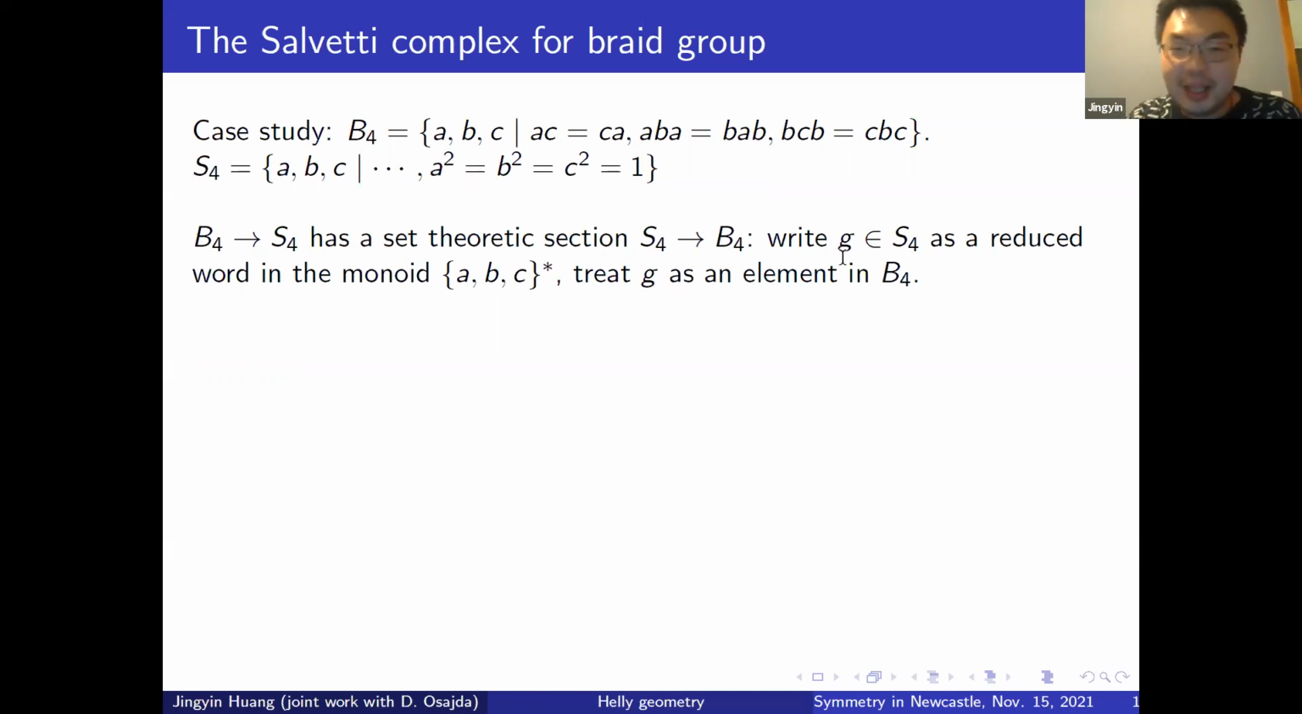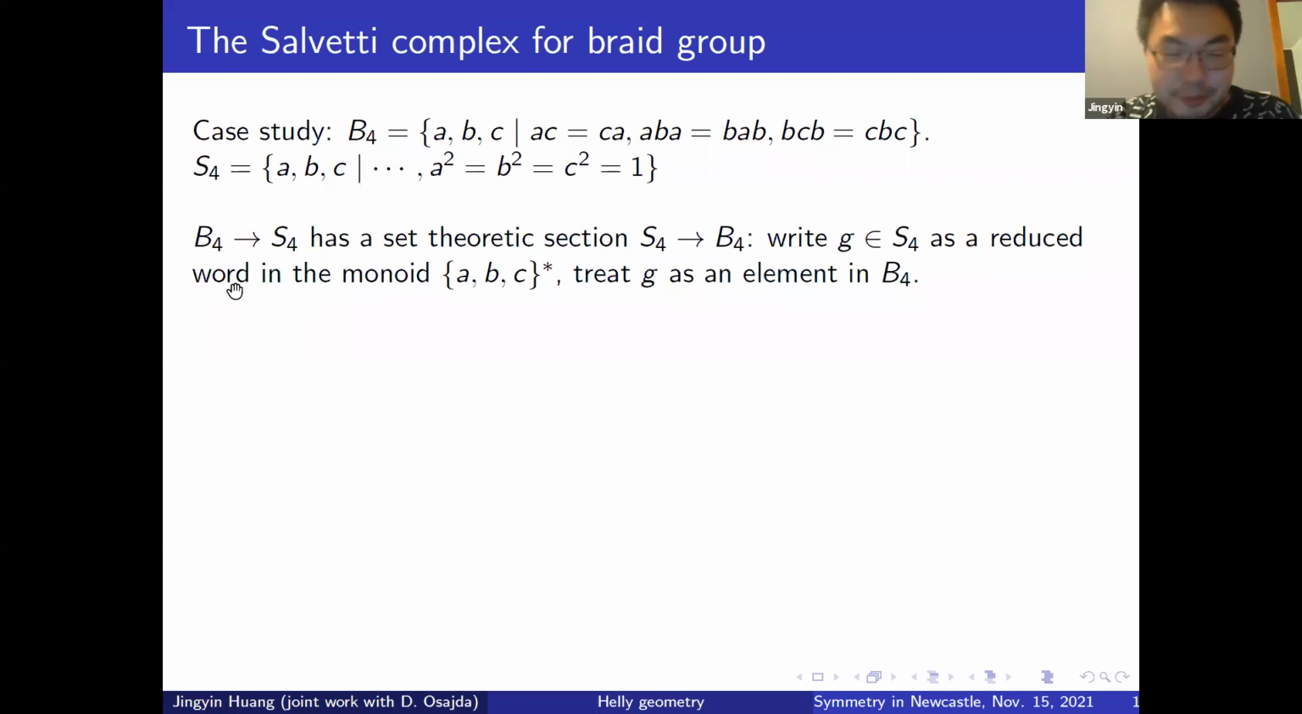I take an element in S4. Since S4 is generated by a, b, c, I can write this element as a reduced word in the monoid. Here I don't need to use inverses because a equals a inverse, so a^2 = 1. That means I can write an element as a word in the monoid.